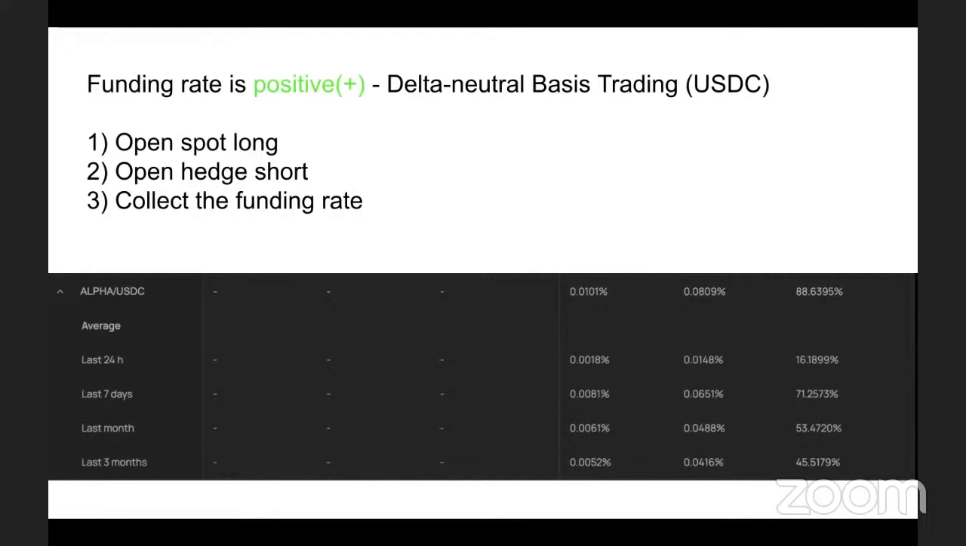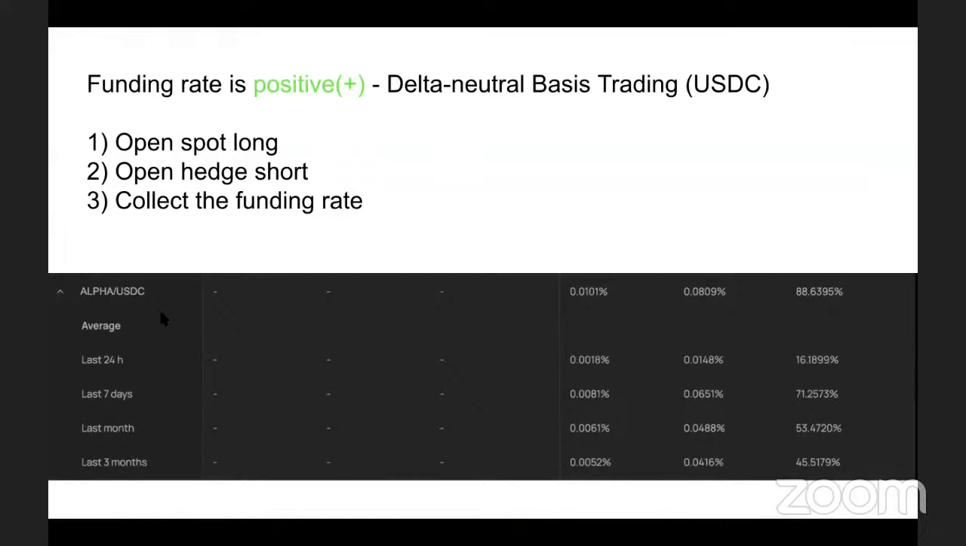It means your position is denominated in USDC. And what are your actions in that case? You open a spot long. After that, for the same coin, you open a hedge short, and then you collect the funding rate, because in that case, shorts are getting paid by the longs. You see here, this is an old example, I think, because a few of them are old.